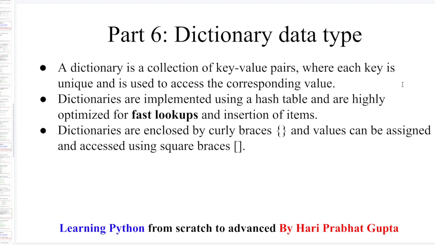Now let us discuss the dictionary data type. It is a collection of key-value pairs, and these keys are unique, so that we can extract the values corresponding to a key. It uses a hash table for fast lookup and insertion of items. To differentiate the dictionary from tuples and lists, it uses this type of braces.